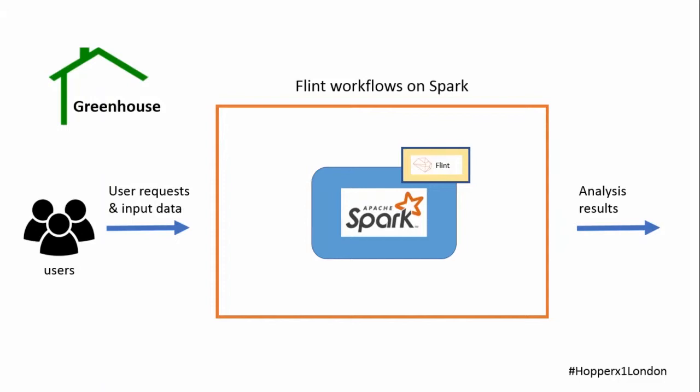Greenhouse uses several other Flint operations, like the left join, to implement efficient time series workflows for distributed time series data sets in Spark.